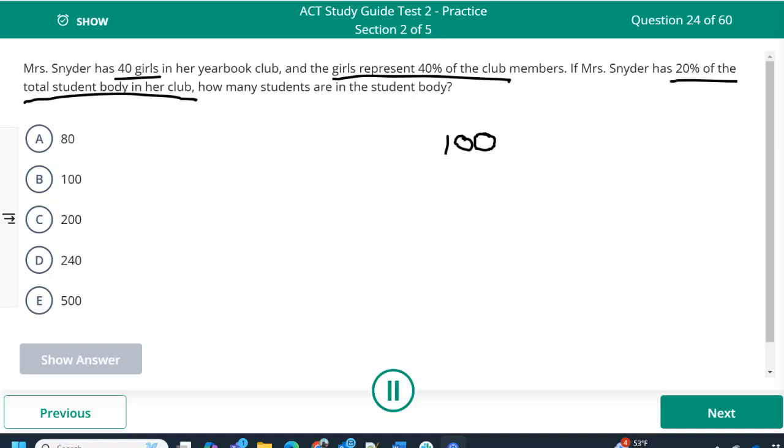Now, that represents 20% of the total student body, which is the question. How many students in the total student body? If this is 20% or 1/5 of the total student body, then the total student body would be 500. That's answer E.